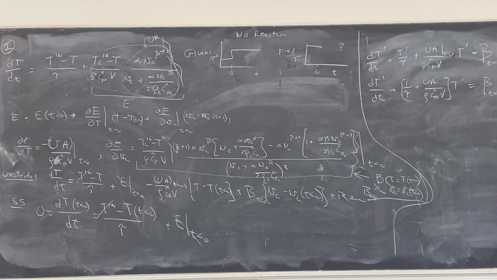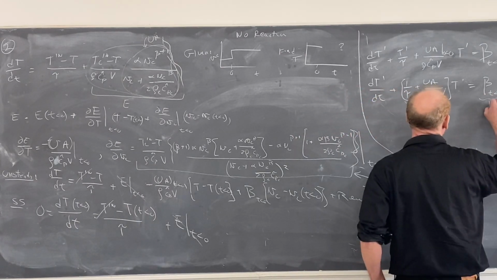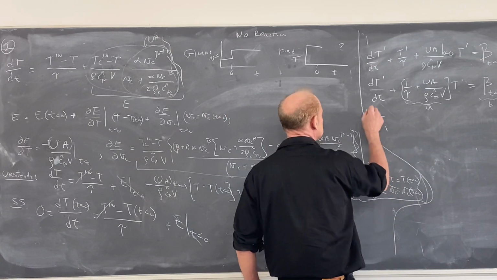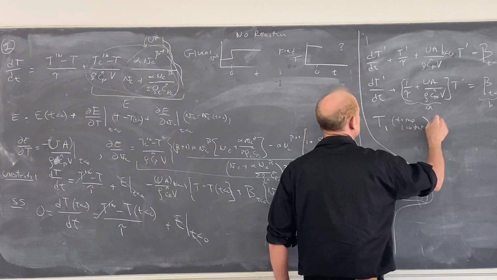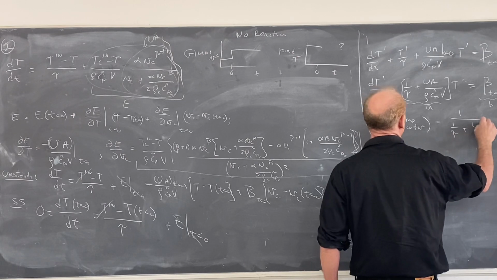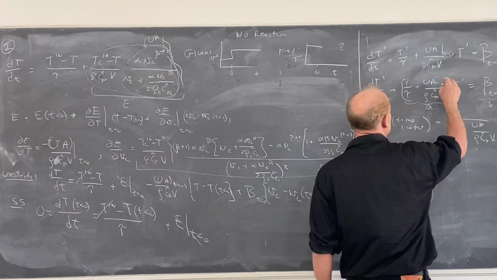I'm sorry, I made these t's temperatures. I was trying to use script t's for temperatures. So my error, but I'm not going to go back and change them. So I'll use T1 for a time constant. Notice this is exactly the right form. This is A, and this is what we call B. And my time constant, T1, is equal to 1 over tau plus UA over rho Cp hat V. And this is UA at t less than 0.